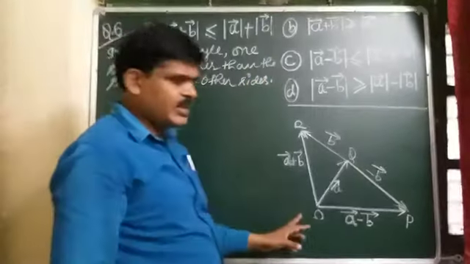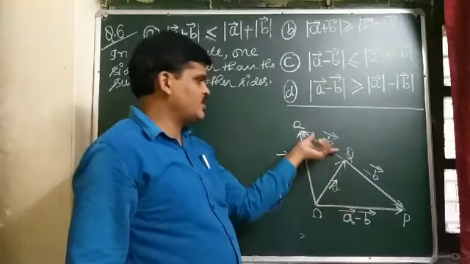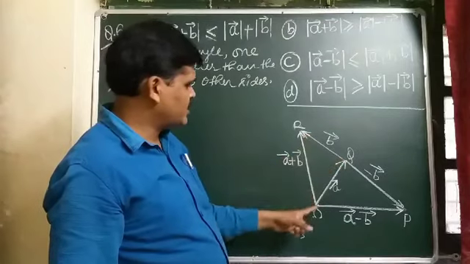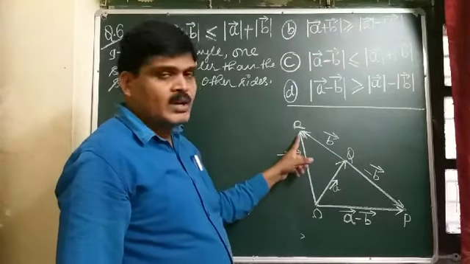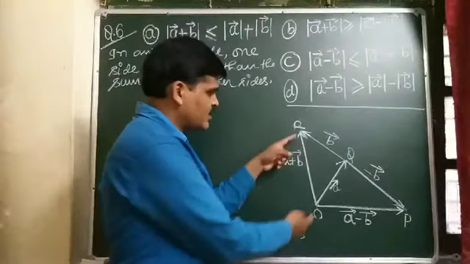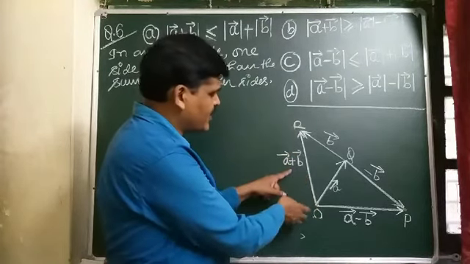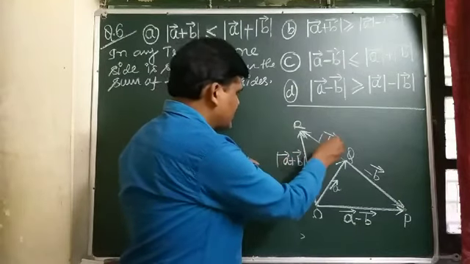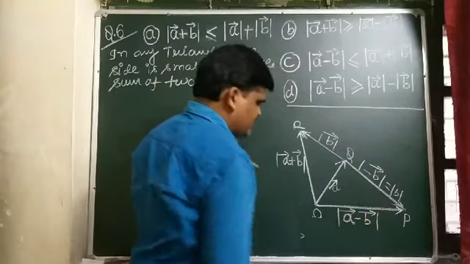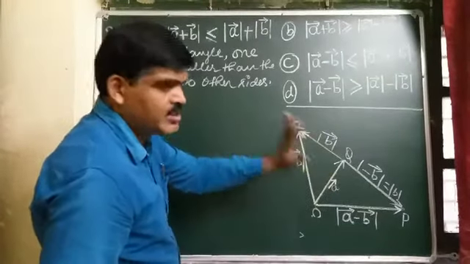So here we use the triangle OQR. The first side is OQ, the second side is QR, and the third side is OR. For the third side we use the magnitude, which means the length of this OR. So the magnitude we can take like that, the magnitude of this one and the magnitude of this one, written in this manner. So this side is less than the sum of these sides.